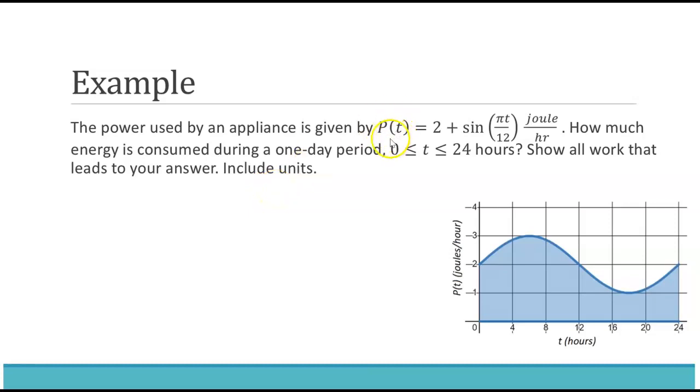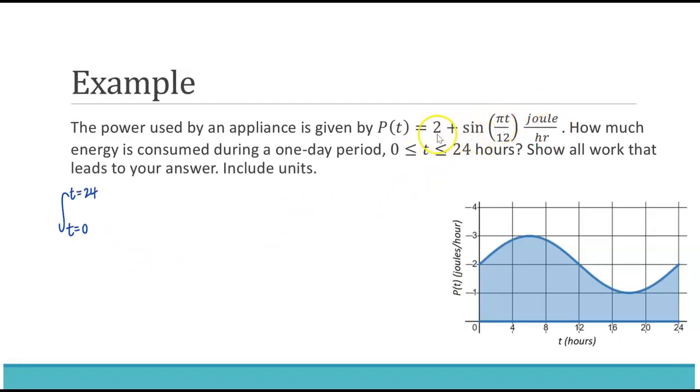So here we are given a rate function. Even though the notation isn't prime, we can see in the units, joules per hour, that we're given a rate. And what we want is a net change in energy. How much energy was consumed over the time interval from 0 to 24. So we're going to go ahead and set up an integral. Our integral is going to extend from 0 to 24. So I'm going to say t equals 0 to t equals 24 hours.